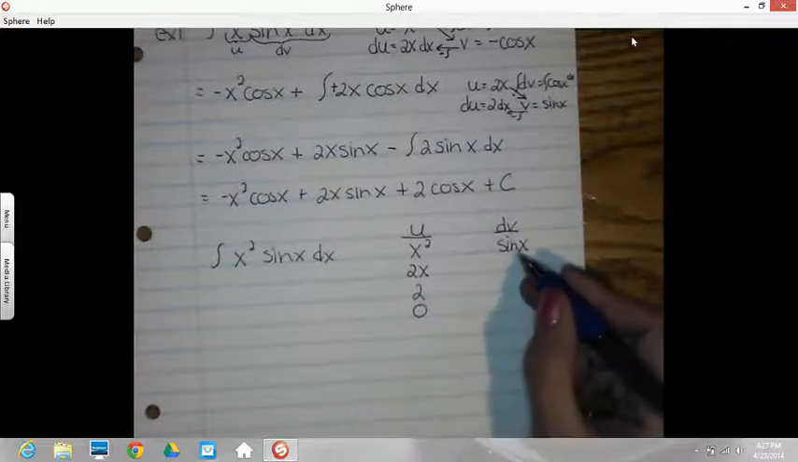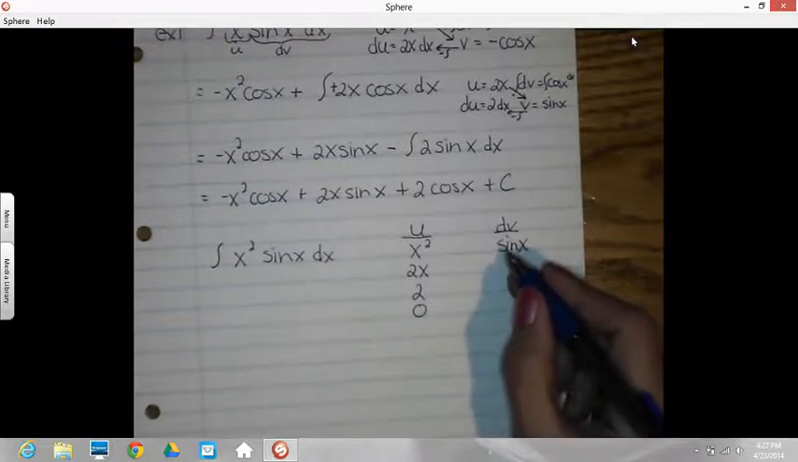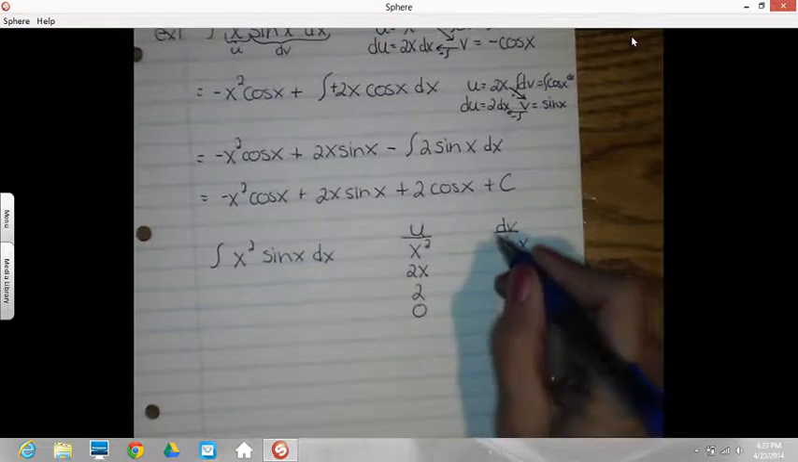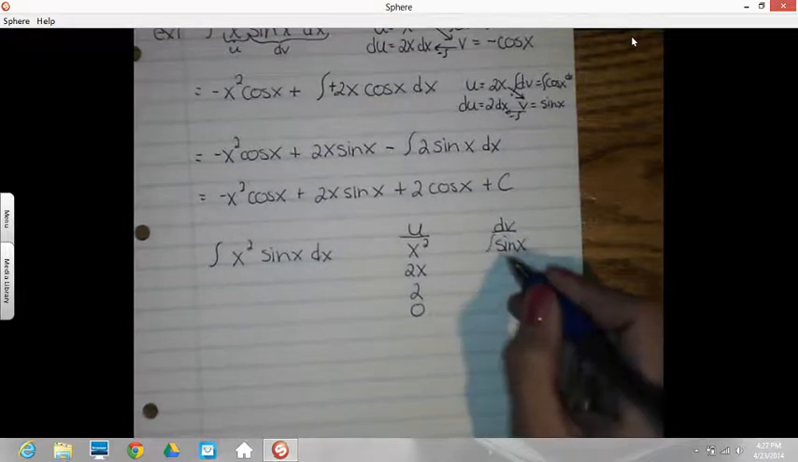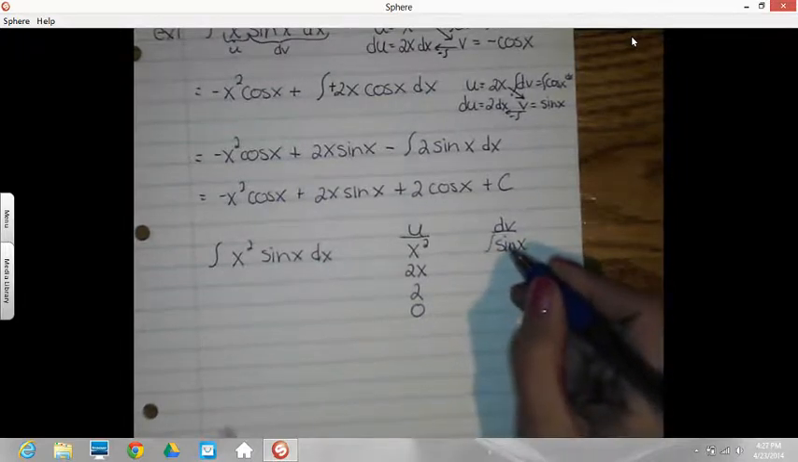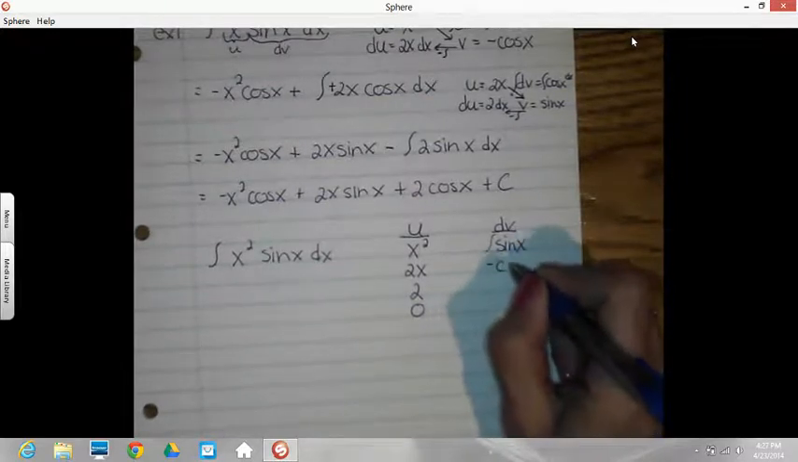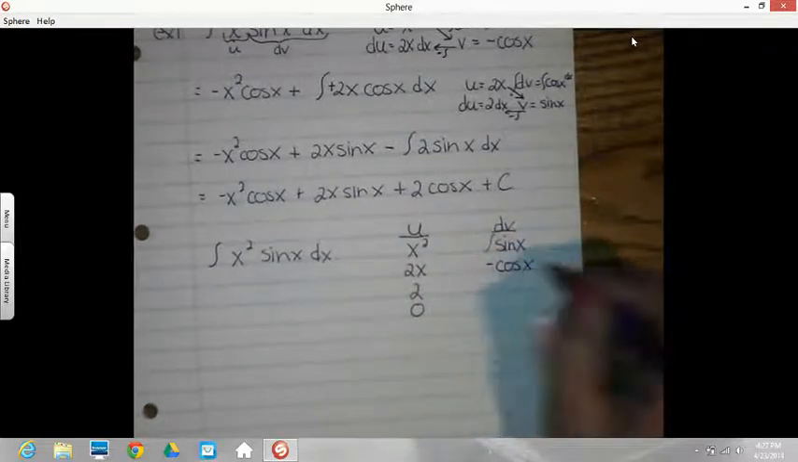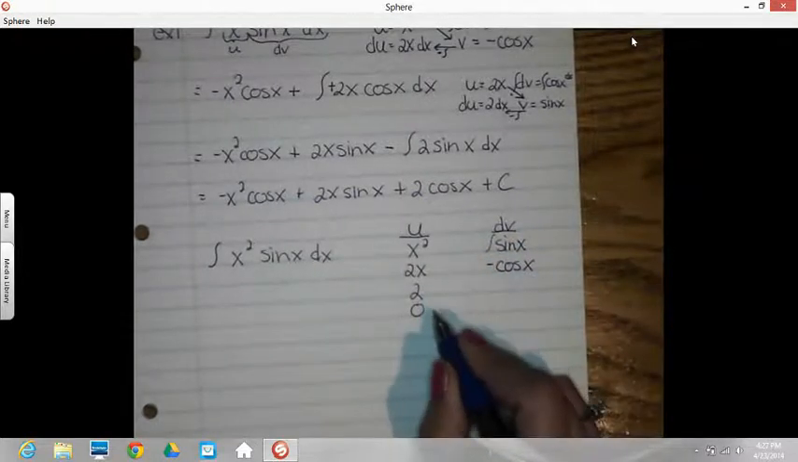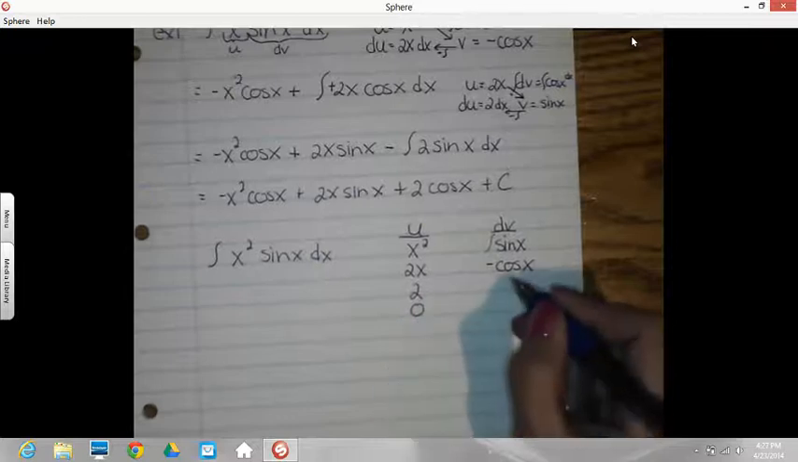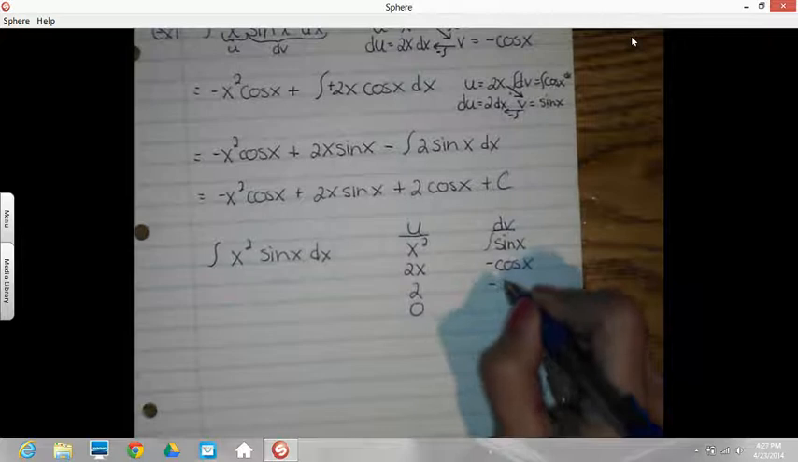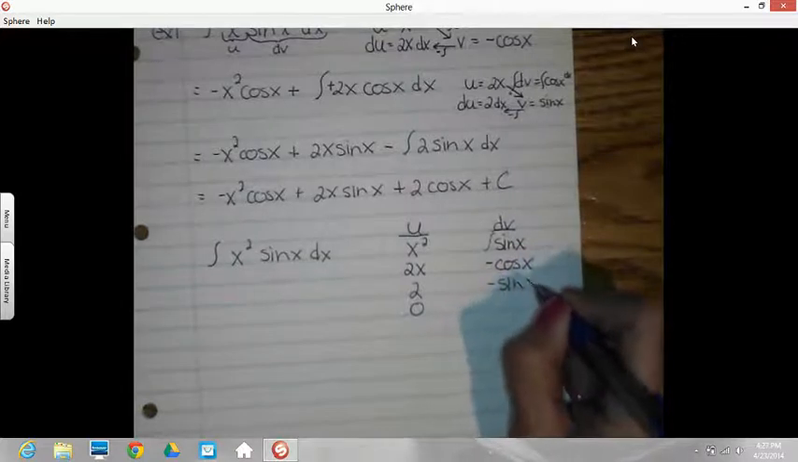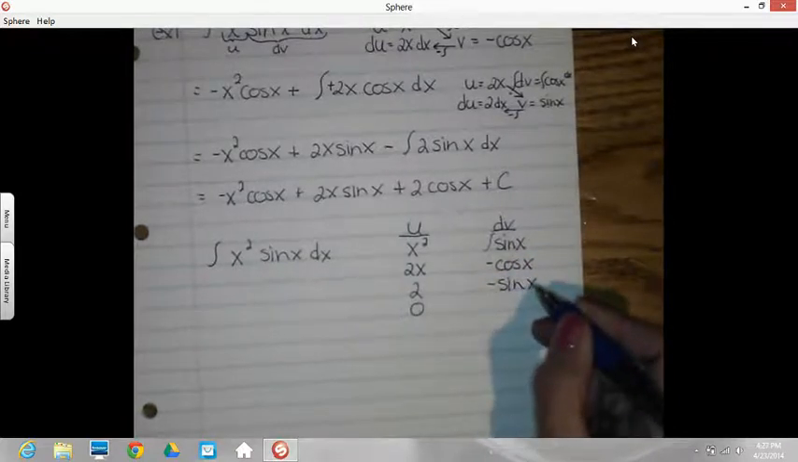What I want to do over here now is integrate. I know I'm integrating on this one. So I'm not going to bother with the integral symbol anymore. So what has sine as its derivative is negative cosine x. Now I'm going to integrate again because I got to have just as many over here as I do over here. So what has negative cosine as its derivative is negative sine. And then what has negative sine as its derivative is cosine.